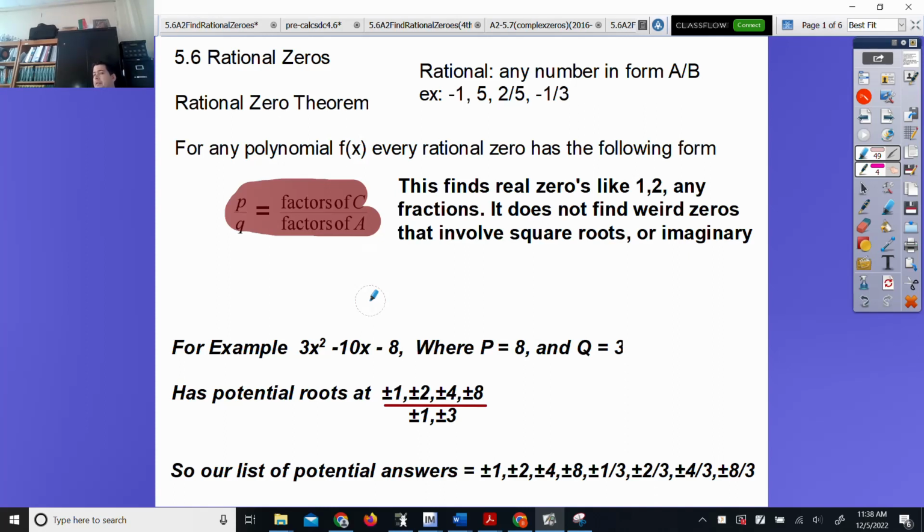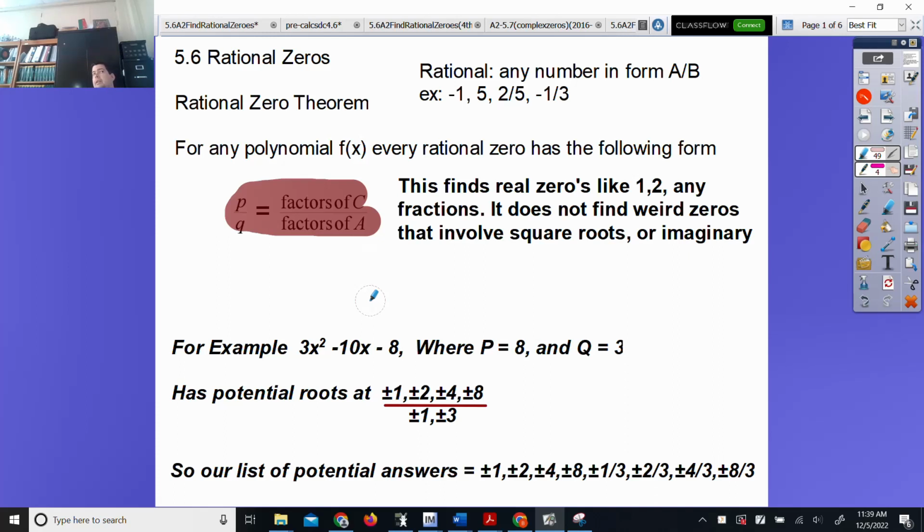And it finds rational zeros like 1, 2, and fractions. It doesn't find weird zeros. It doesn't find things like √3, which is real. It doesn't find imaginary stuff. It just finds rational zeros. That's all it finds.